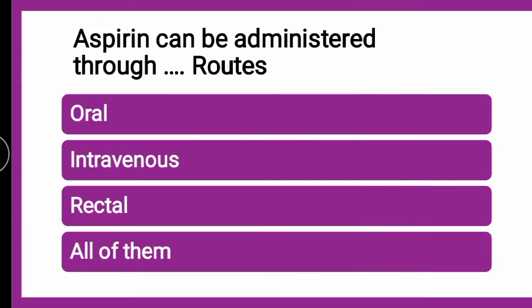Next question is, aspirin can be administered through dash routes. Whether it is through oral, intravenous, rectal or all of them. The correct answer is, it is all of them. Aspirin can be administered orally in the tablet and capsule forms, rectally in the suppository form, and as intravenous infusion. So the correct answer is, it is all of them.